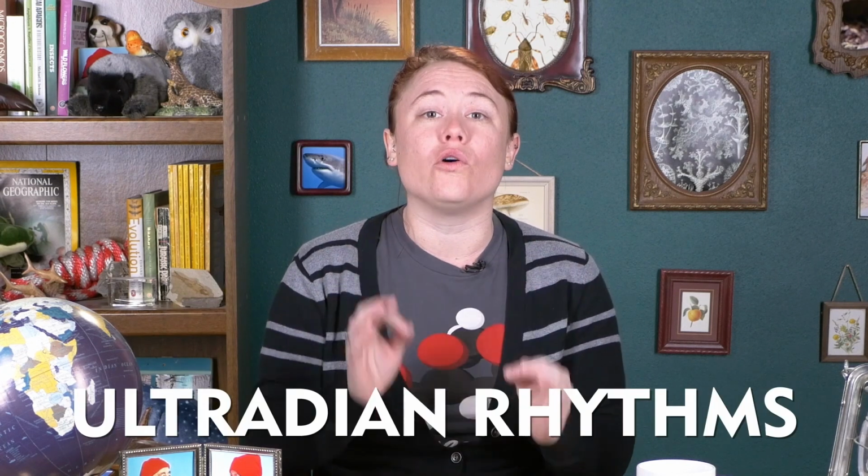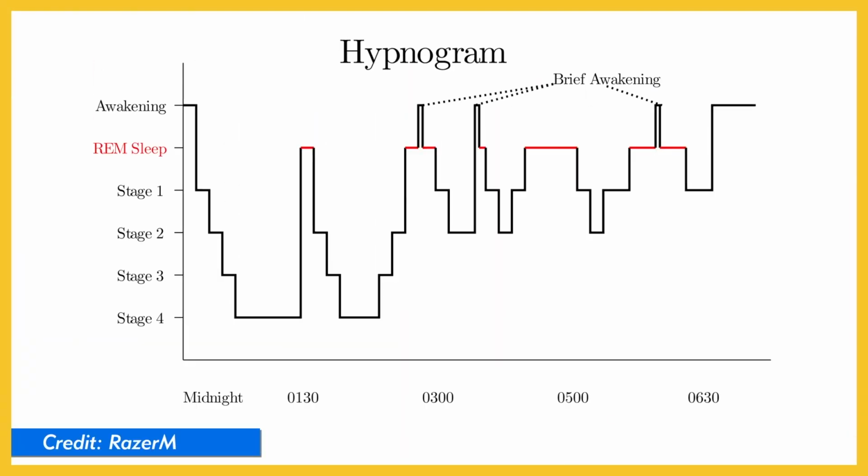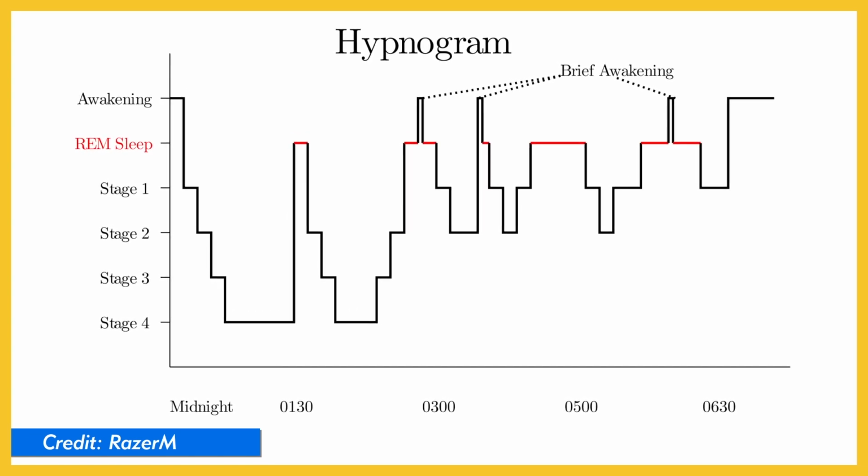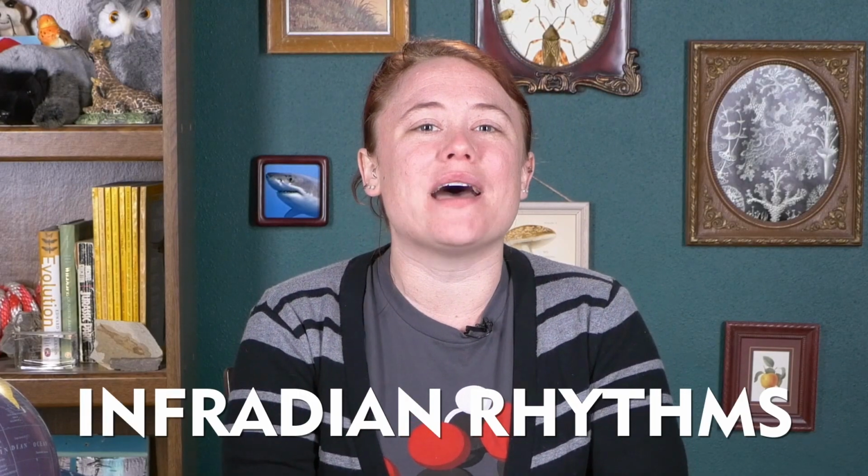24-ish hour circadian rhythms aren't the only periodic biological rhythms we see on Earth. Some rhythms are shorter than 24 hours, and these are called ultradian rhythms. These include things like 90-minute REM cycles during sleep and cyclical fluctuations of hormones throughout the day. And some biological rhythms are much longer than circadian rhythms. These are called infradian rhythms and include seasonal patterns like migration, hibernation, and reproductive cycles.